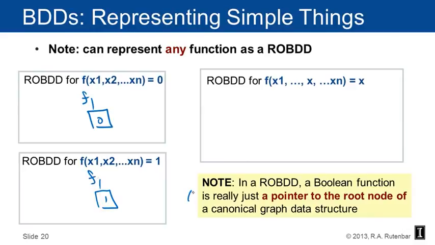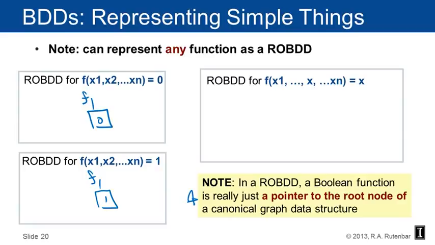And I'm going to go off to the side with this little text box here and say, let's just remember something. In a reduced ordered BDD, a Boolean function is really just a pointer to the root node of a canonical graph data structure. So you point to the top node of the BDD, and then you descend the BDD, and that's how you determine the values of the function for the variables of interest. If f is a 0, it's a pointer to the 0 node. Period. There's no other way of that happening. And if the function is a 1, it's a pointer to the 1 node. There's no other way of doing it because reduced ordered BDDs are canonical. There is one and only one way to represent every function. So that's just a very nice, simple thing.